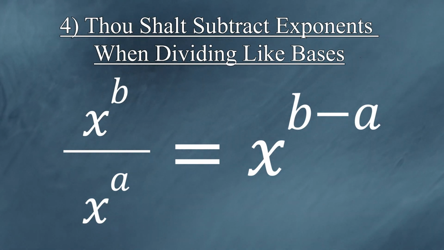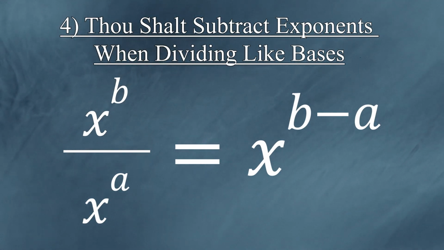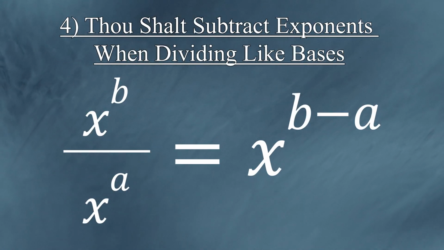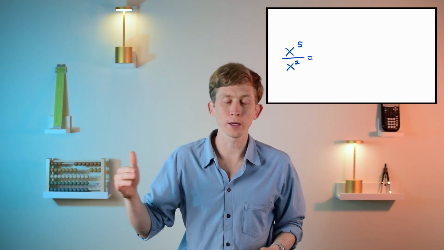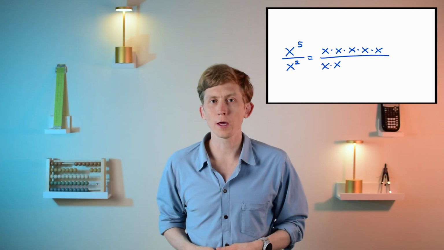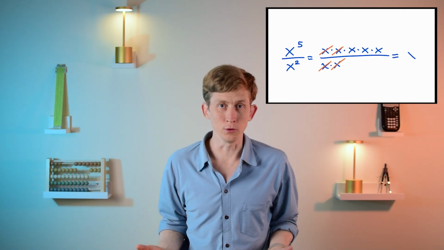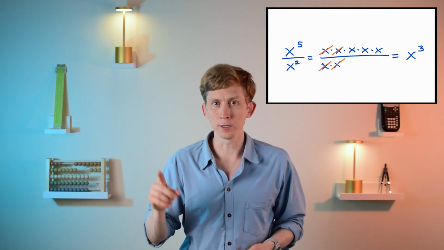4. Thou shalt subtract exponents when dividing like bases. X to the b over x to the a is equal to x to the b minus a. To build some intuition behind this, notice that if we have x to the 5th divided by x squared, two pairs of x's cancel, leaving x cubed, which is x to the 5 minus 2.